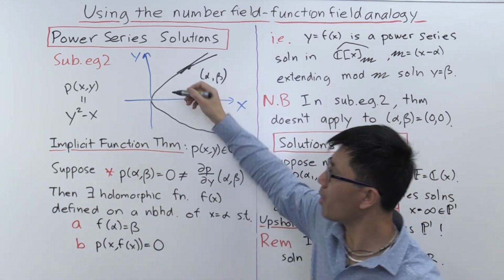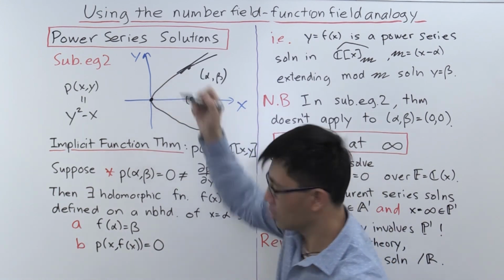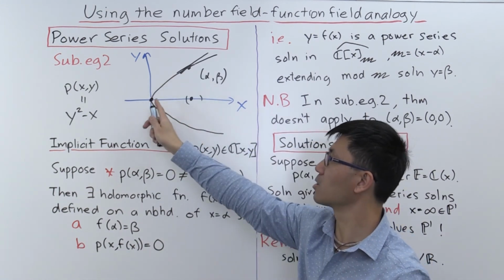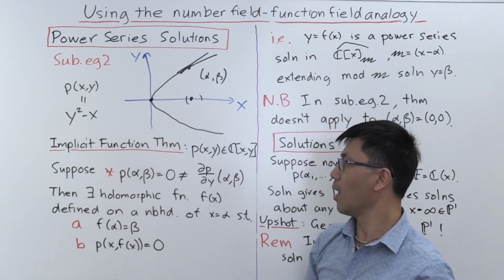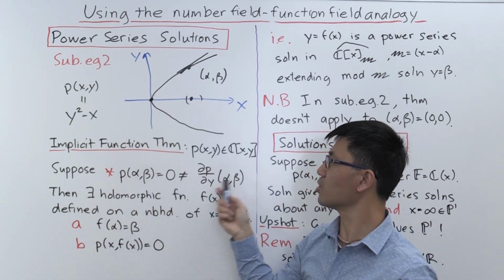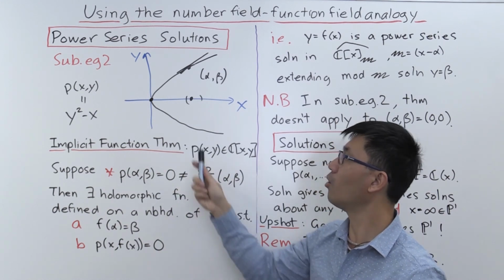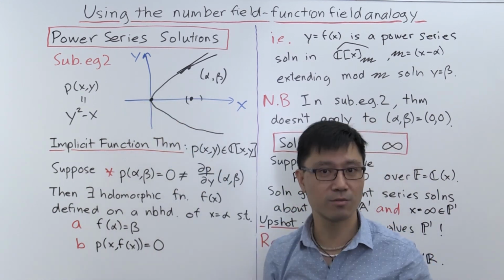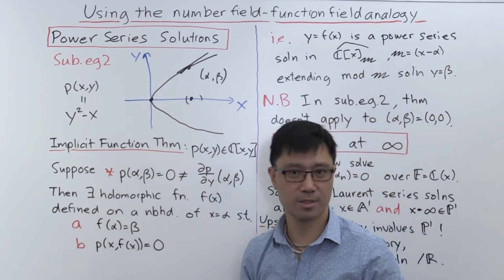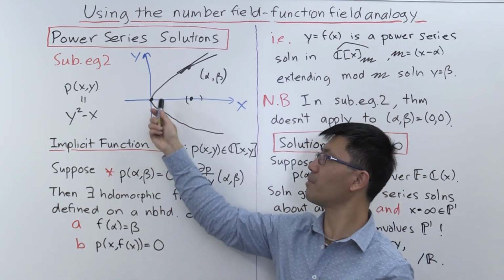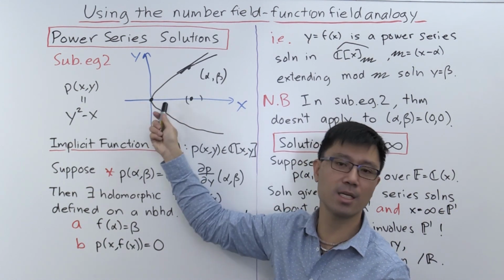So if x and y are both 0, you do get a point. So you get a mod x solution, a modulo x solution. But note that the conditions don't hold. The tangent here is vertical. And it's just as well. Otherwise, you could get a power series solution. And I claim that actually the power series solution here doesn't exist.